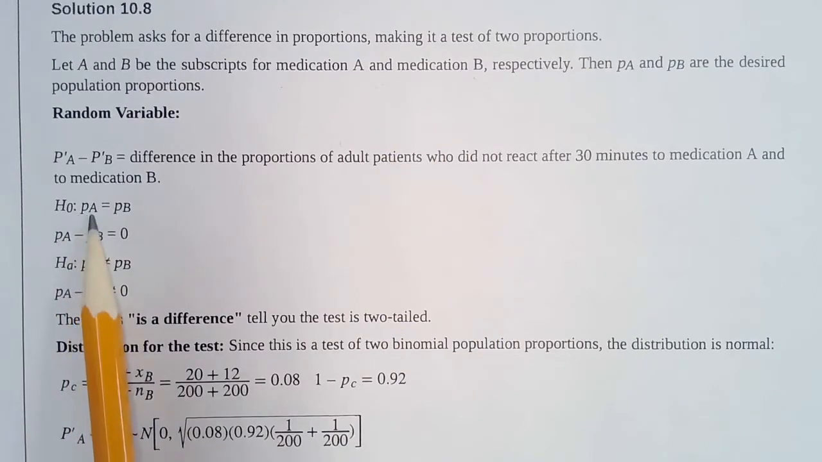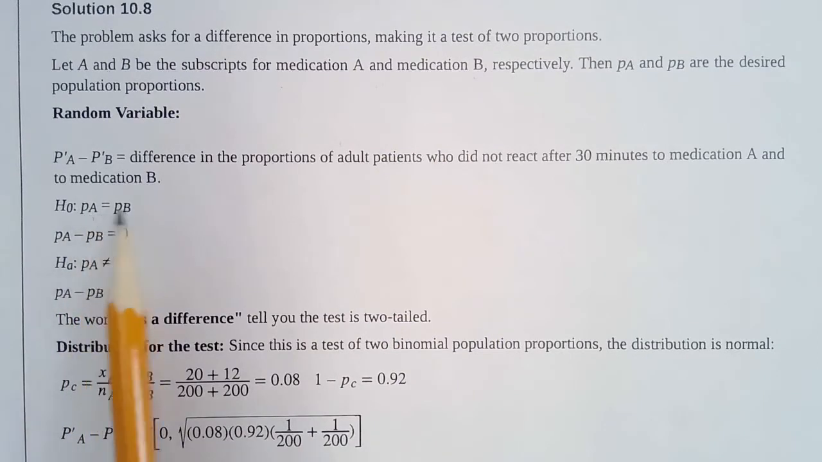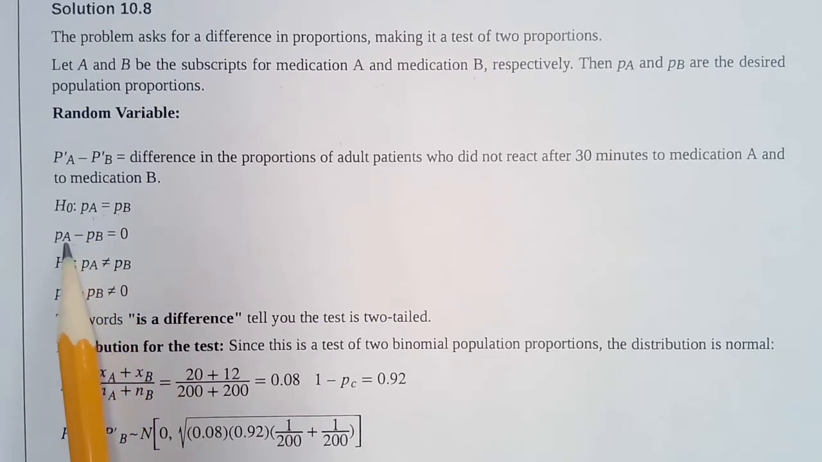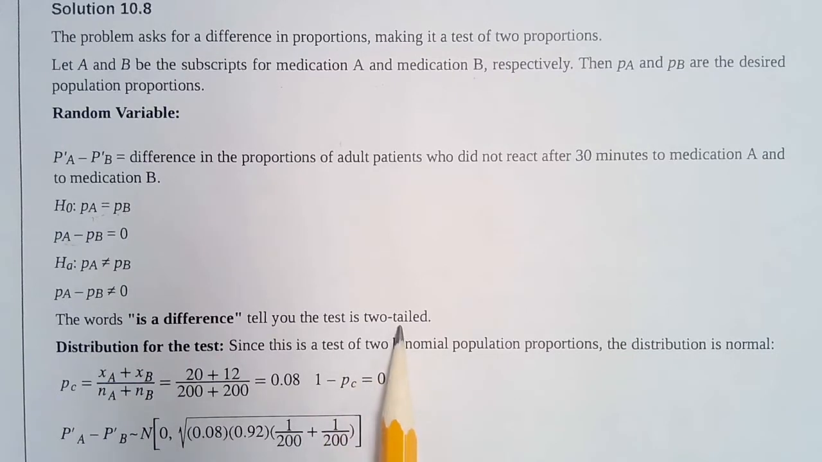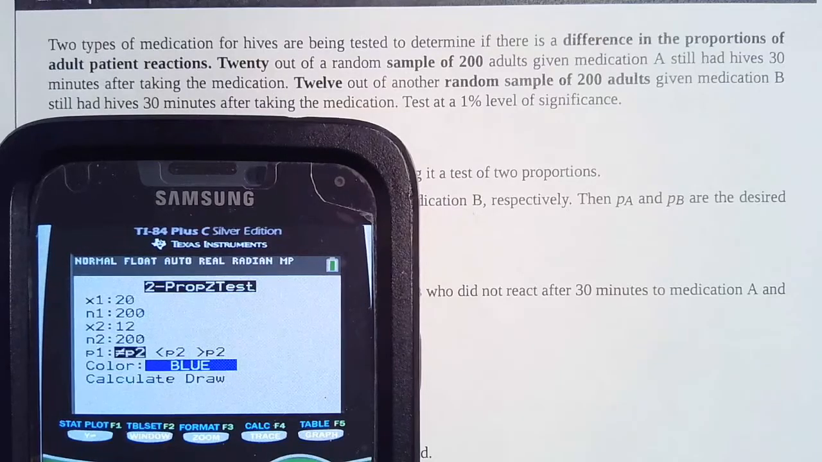So we're doing a test of two proportions, group A and group B. The null hypothesis says that they are equal, that there's no difference between the two groups. When you subtract them, that's going to equal 0. If they are the same, that equals 0. The alternate hypothesis says they're not equal to each other, so the difference is not equal to 0. This is going to make it two-tailed.